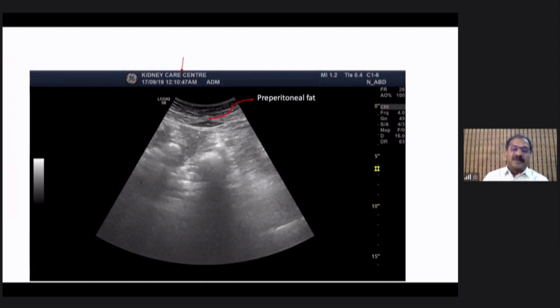Suddenly you'll see that subumbilically there will be a subcutaneous edema. So you'll have to keep this pre-peritoneal fat in mind. In this particular ultrasound, this is minimal, so it is very easy to have a midline approach.